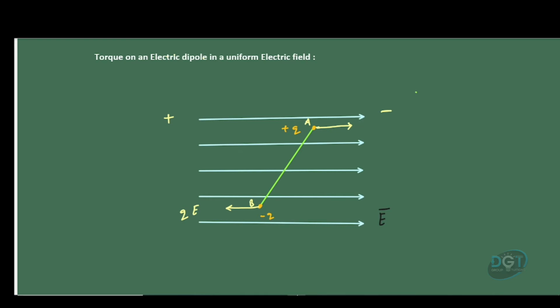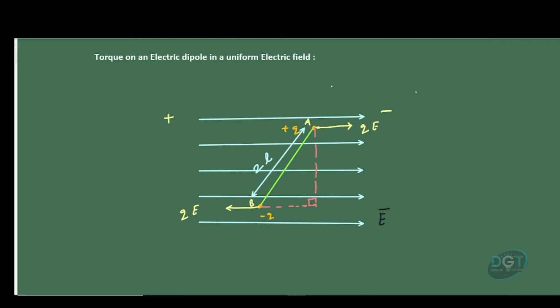In the same way, the force acting over here would be Q into E again, and the distance between the two charges, as we already know, is represented by 2L, meaning the length of the dipole. Now let's try to find out what torque is acting on this dipole. Let us extend this line and drop a perpendicular from A to this extended line.